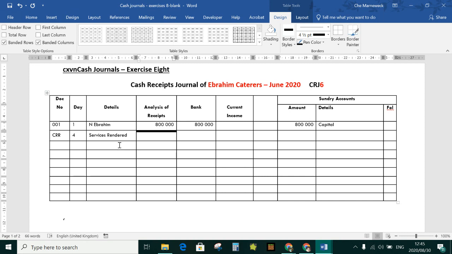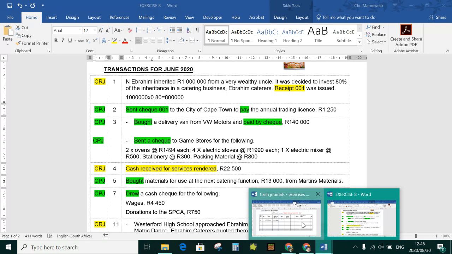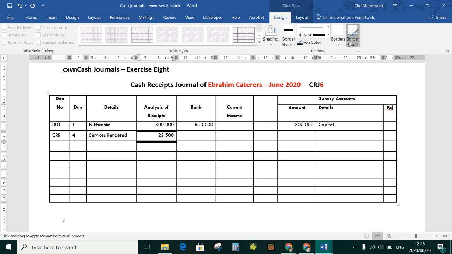How much money do we receive? We receive 22,500. Do we receive more money on day 4? We have a look. No, there's only one transaction on day 4. So it's the end of the day. Get out our ruler. We deposit the amount of money that we've received for the day into our bank accounts. Services rendered is called current income in accounting, so we're going to deposit that into the current income account. It has its own column, so it doesn't go to sundry.